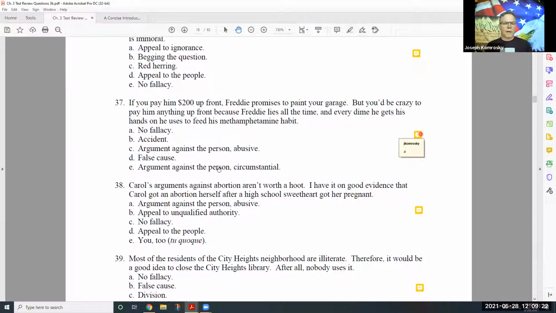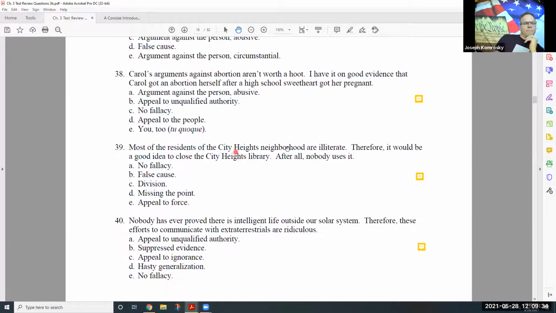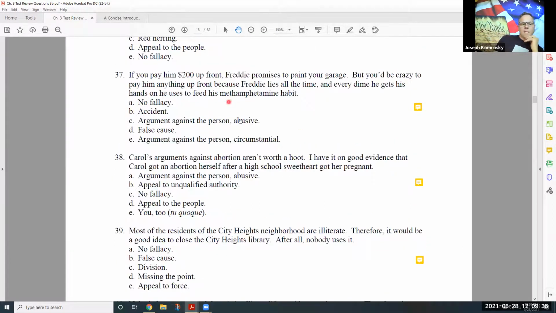abusively in order to have this specific fallacy called argument against the person abusive. And by the way, the argument against the person abusive is also known as the ad hominem attack, and that's in Hurley as well. 38. So once again, I say that because there's two different ways you can name this fallacy.